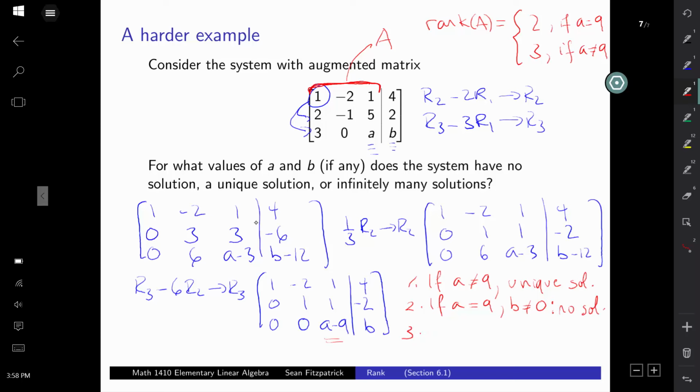The last possibility, if A is 9 and B is equal to 0, well, then the augmented matrix has rank 2 as well as the coefficient matrix. So the rank would be 2, the number of variables would be 3, so there would be 3 minus 2, which is 1 free variable, and we know that we would have infinitely many solutions.